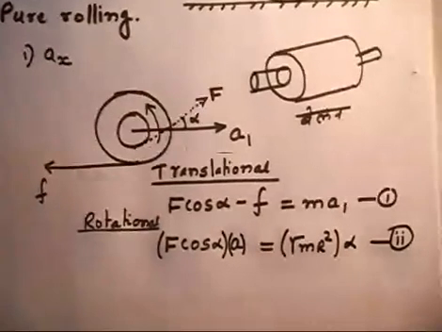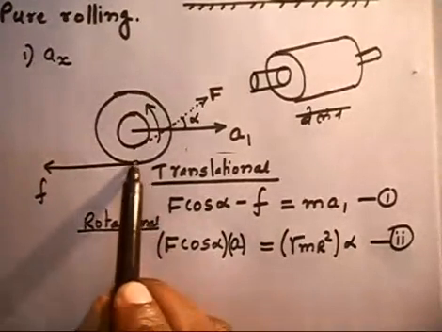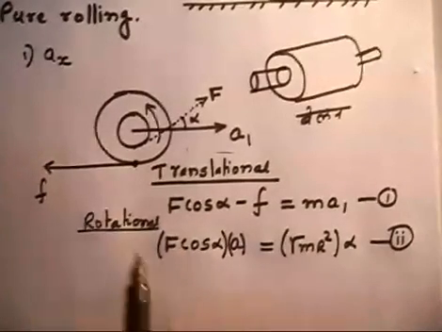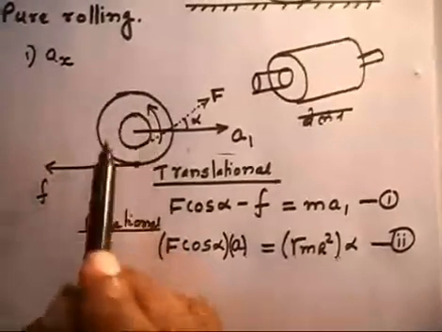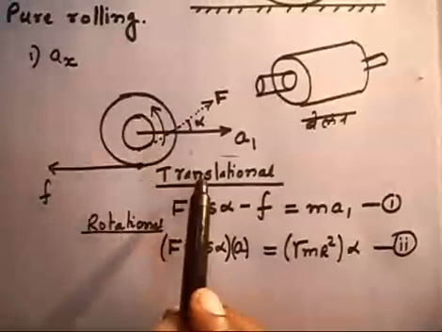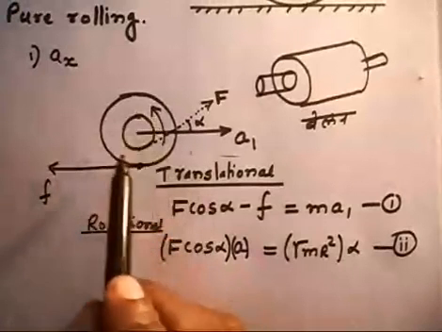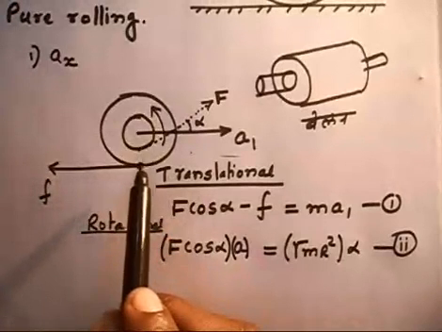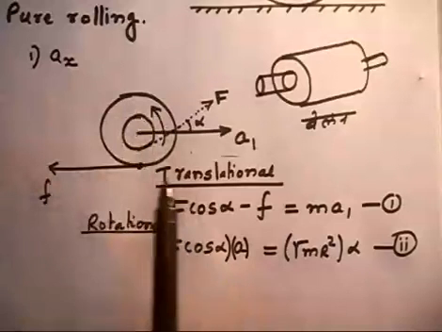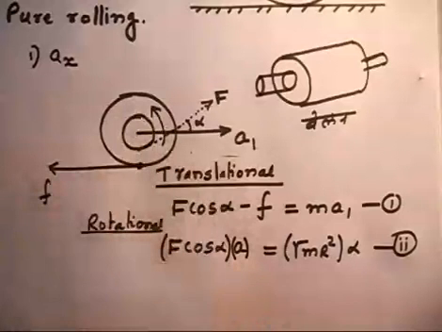Now I also have a equals R alpha, because this is pure rolling. So at this point there is pure rolling. You see, at this point I have R alpha in this direction, and A1 is also in this direction. That is not true. I cannot have both in the same direction if it is pure rolling.